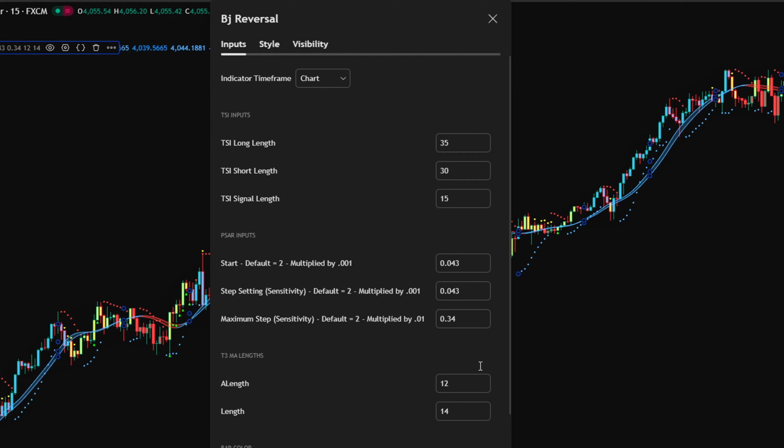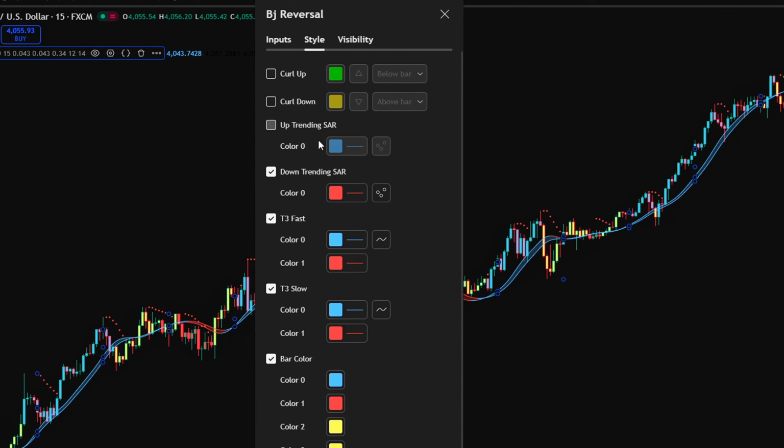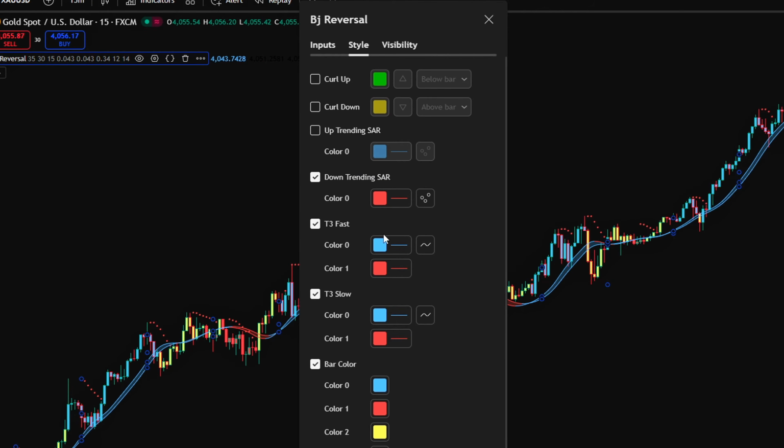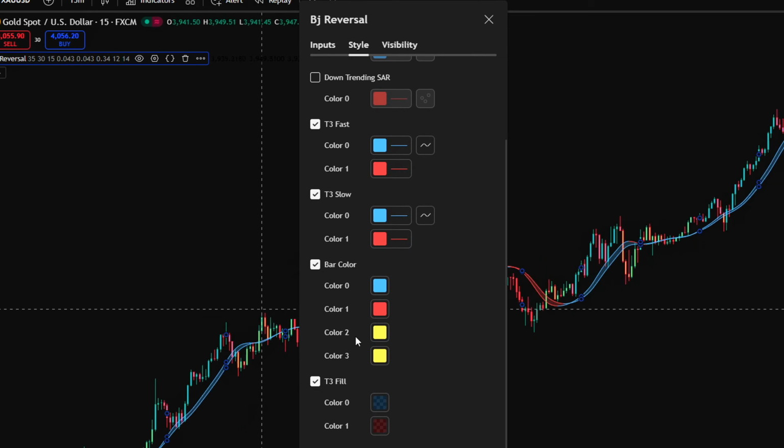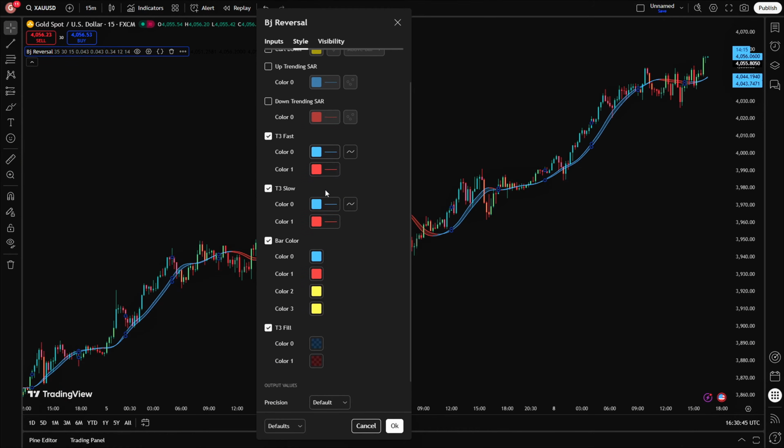Now move to the Style tab. Hide any unnecessary visuals or labels that clutter the chart and keep only the T3 fast line and T3 slow line visible. Click OK to apply your settings.